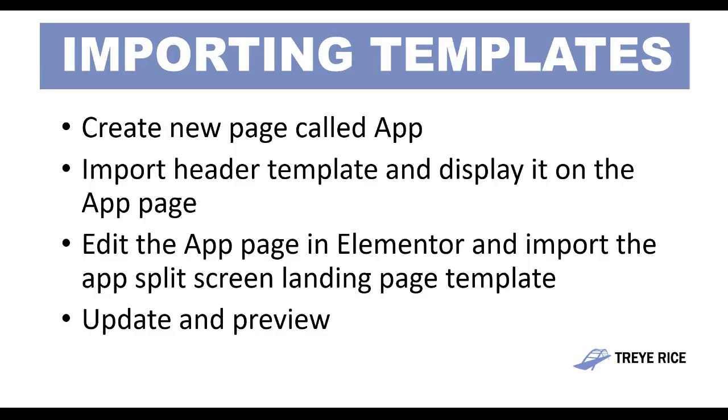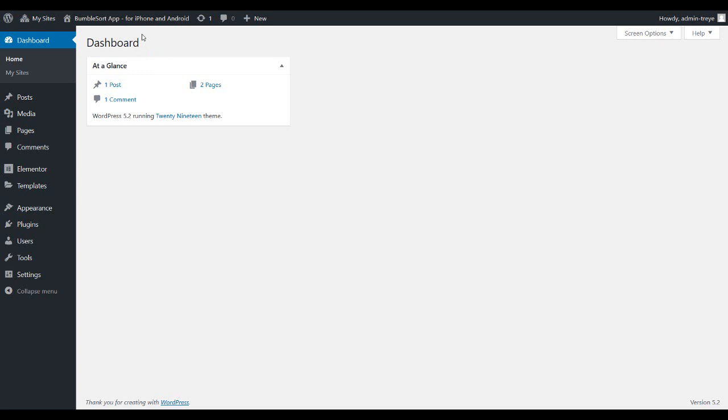So next I'm going to show you how to import the templates if you don't want to build this manually by hand. You would basically create a new page called App. You import the header template and display it on the app page. You edit the app page in Elementor and import the app split screen landing page template, and then you update and preview. So this is just a basic way of importing templates if you don't want to go through the whole business of building your own split screen app landing page.